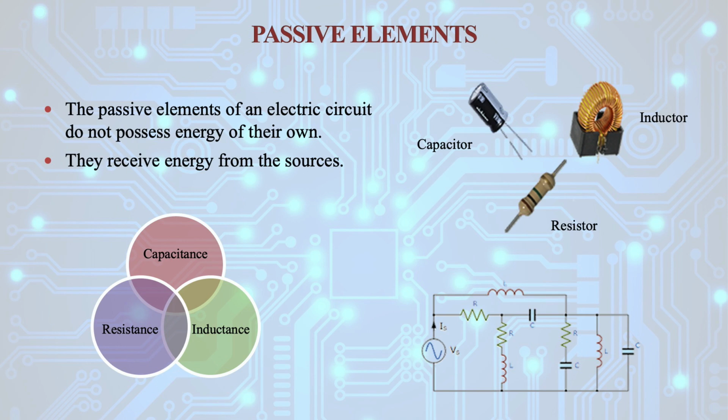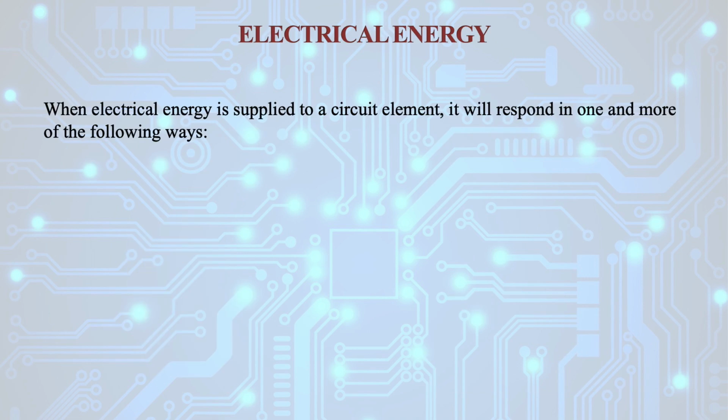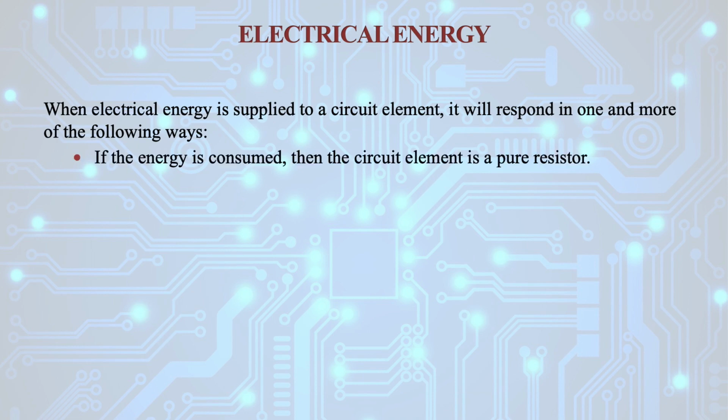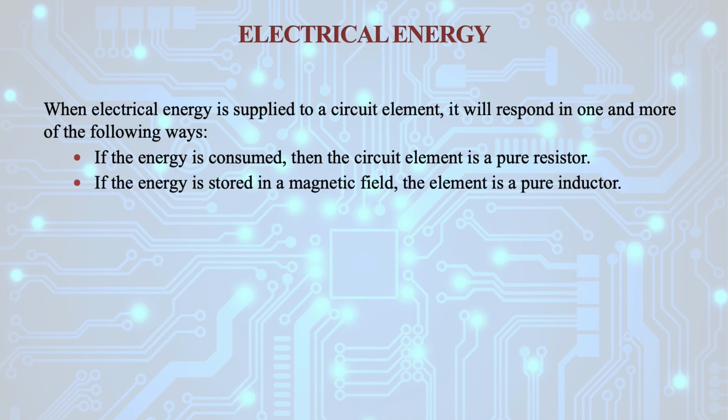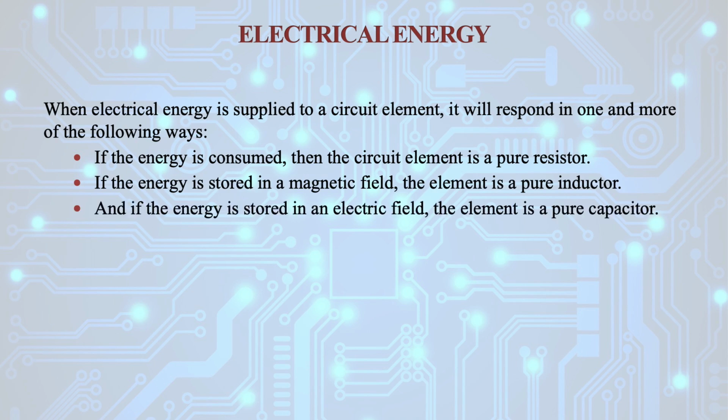So examples of passive elements are resistance, inductance and capacitance. Here you can see in the diagram different components shown, like resistor, inductor and capacitor. When electrical energy is supplied to a circuit element, it will respond in one or more of the following ways. If the energy is consumed, then the circuit element is a pure resistor. If energy is stored in a magnetic field, the element is a pure inductor. And if the energy is stored in an electric field, the element is a pure capacitor.